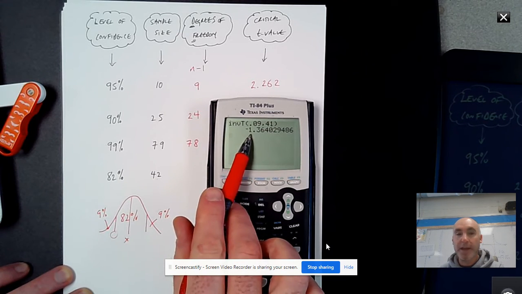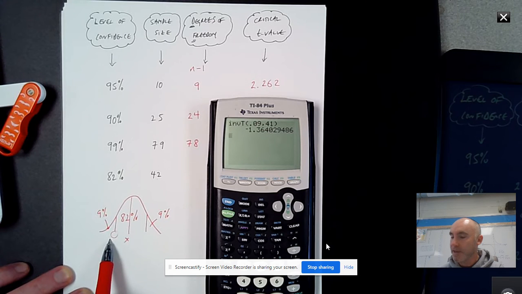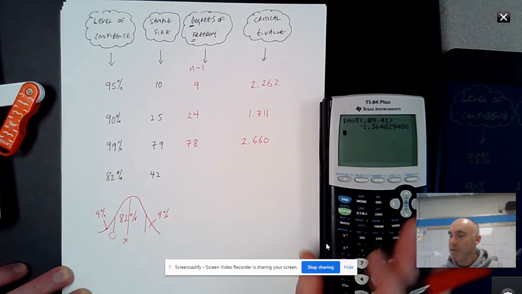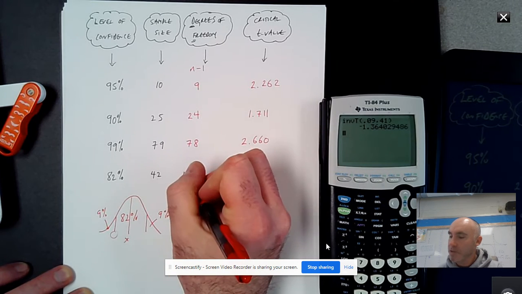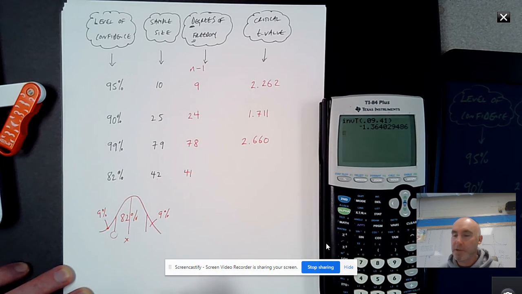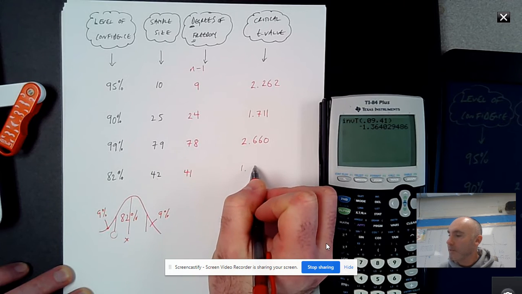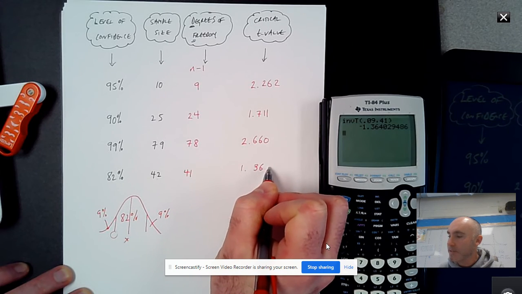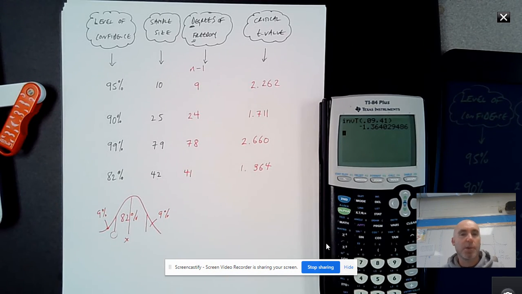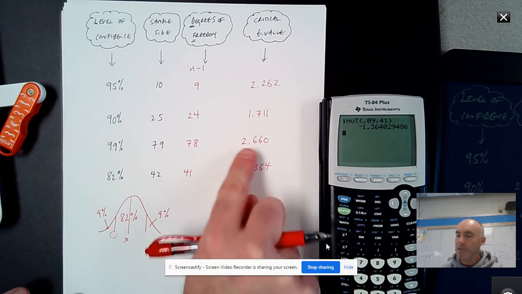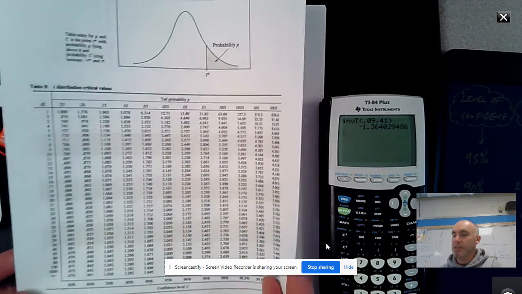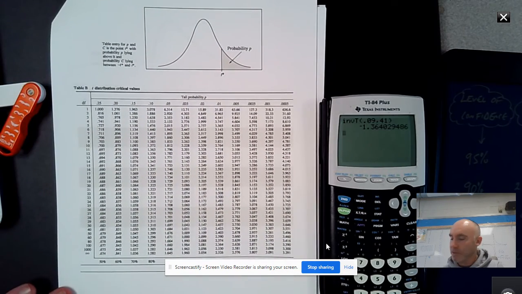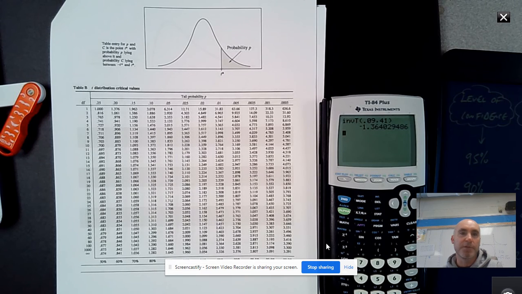Now, remember, it's giving you a negative value because it's on this side, but when you're coming up with the critical value, it's always going to be positive and negative. So remember, we have 41 degrees of freedom. So my critical value here is going to be 1.364 if I go to 3 decimal places. And you can get all of these values here as well by using the calculator. Sometimes, though, it's just easier to use the tables because they're right there in front of you.